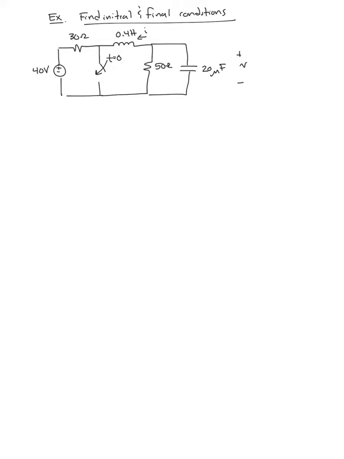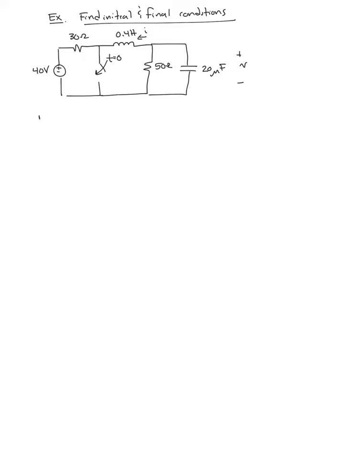Okay, let's do another example. We have a similar looking circuit with a slightly different configuration. Again, a couple resistors, an inductor, and a capacitor. I've labeled the inductor current and the capacitor voltage. And we have a switch here that closes at time t equals 0. Let's find the initial and the final conditions.